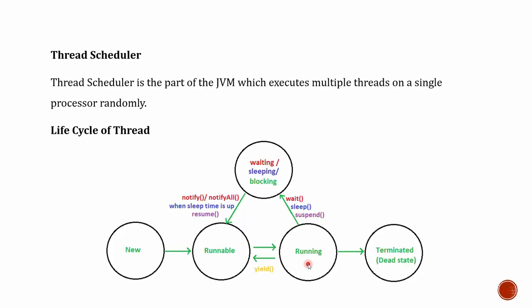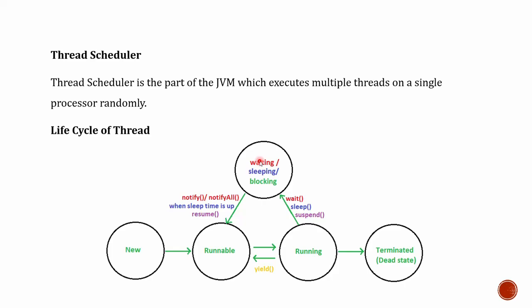From running, it can move into a different state. It can move back to runnable if yield is called. It can move to a waiting, sleeping or blocking state. Or it may move to the terminated state also. From running, it can move to three different states.